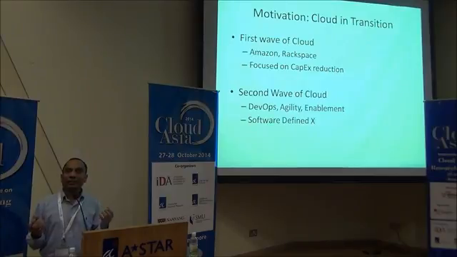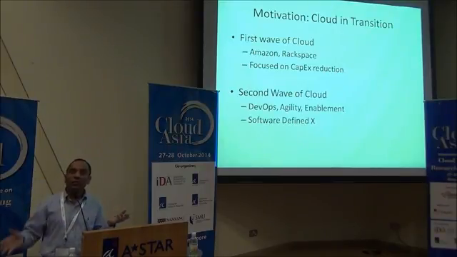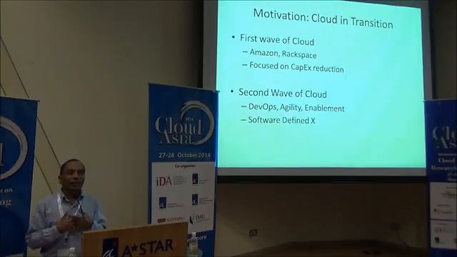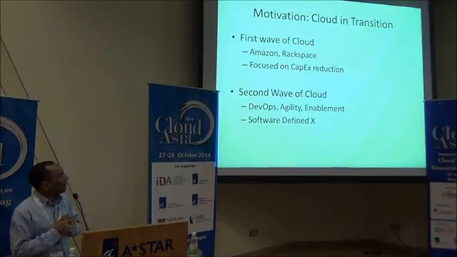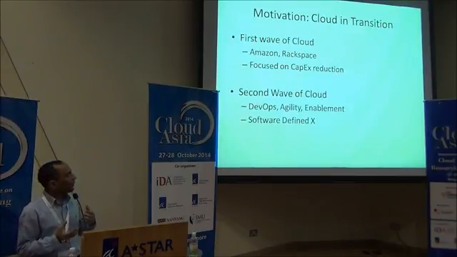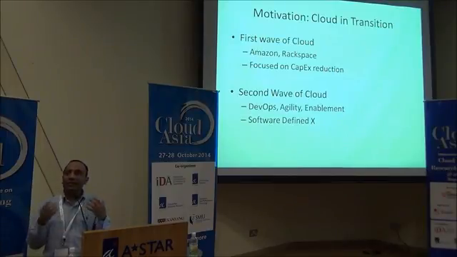For example, when Netflix built their application, they found that Amazon was not ready. So Netflix and Amazon worked together hand in hand. If you look at Netflix, there's Netflix OSS, a huge set of services that got built. They built a lot of nice services and features to support such large services. Now the next wave is DevOps and agility enablement.